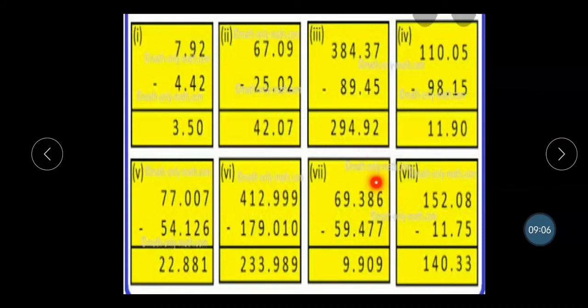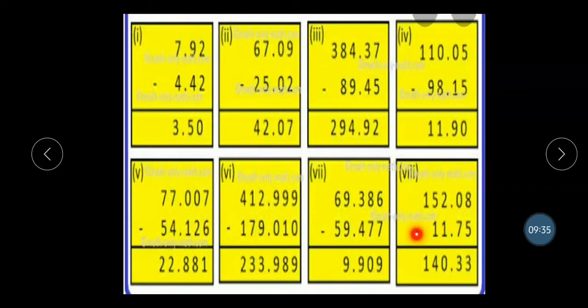4 cannot be subtracted from 3. So 3 will become 13. 13 minus 4, we get 9. Put the decimal point as we have borrowed. So 9 will become 8. 9 cannot be subtracted from 8. So it will become 18. 18 minus 9, 9. As we have borrowed, 6 will become 5. 5 minus 5, 0.